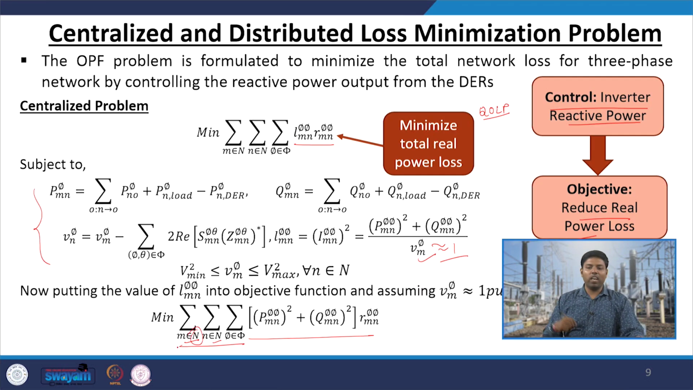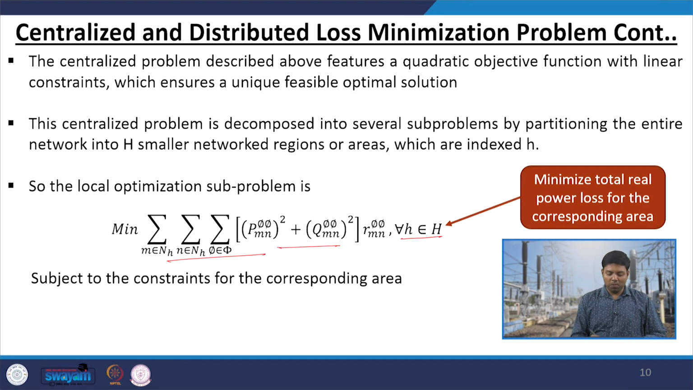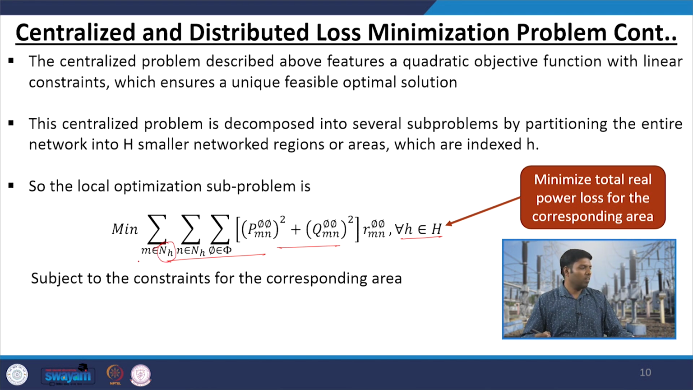That means the summation is done for the entire network with n number of buses, that means all the buses present in the network. But now the objective function has been reduced to only those buses present in that area. Okay. So, that is why we replaced the n with nh, and that will be done in parallel for all the areas we have taken in that network.